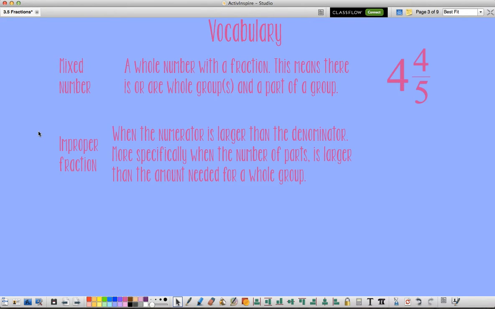Okay, an improper fraction is when the numerator is larger than the denominator. More specifically, when the number of parts is larger than the amount needed for a whole group. So an improper fraction is what you'll see when we're just talking about the number of pieces that we have. So we're not talking about how many whole groups we have, we're talking about how many pieces we have total. So 5/4, for example.